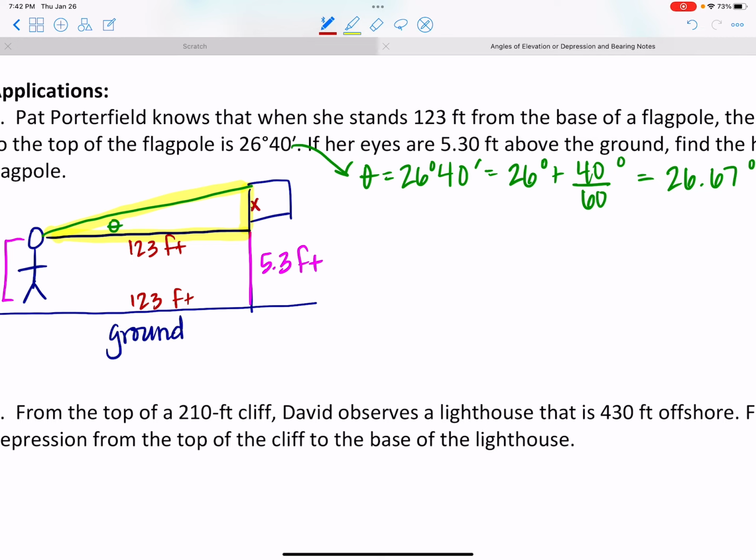And I'm going to again use that right triangle so that I can solve for x. So I have this angle, and then I have x as the side that is opposite. This is a right triangle. I have the leg that is opposite and I have the leg that is adjacent, so I can solve this using tangent. So I'm going to say that the tangent of my 26.67 degree angle is equal to my ratio of my opposite over my adjacent.